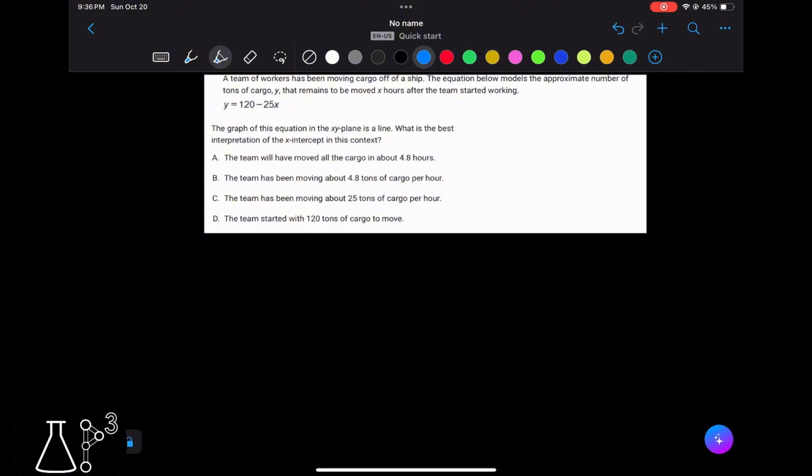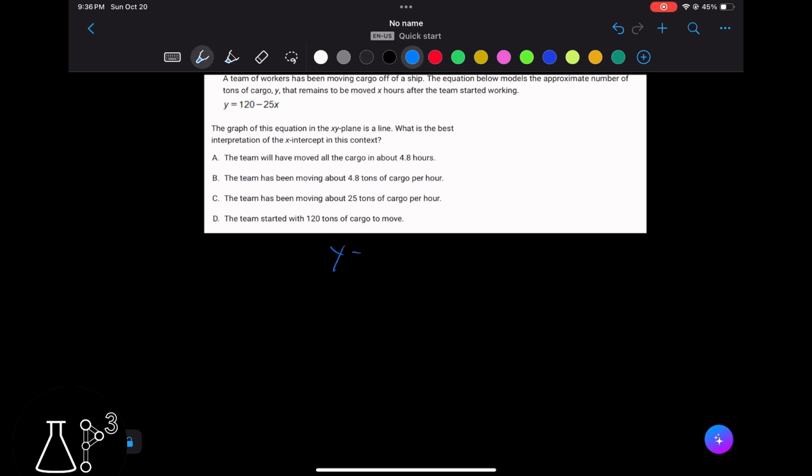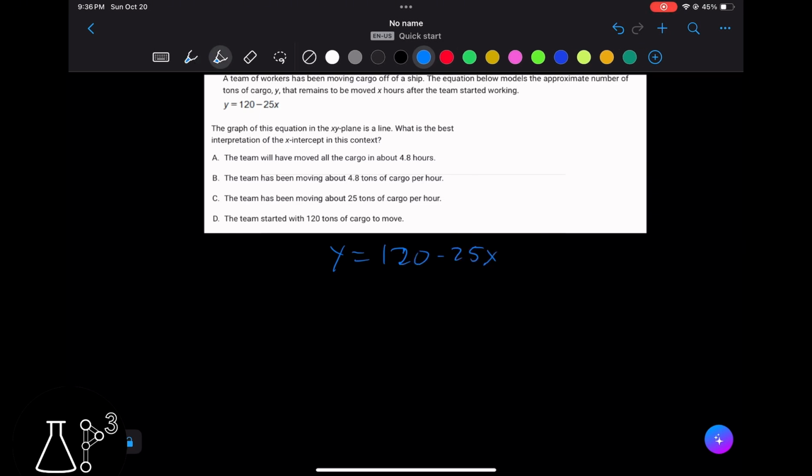So what are they asking for? What is the equation? Well, we're given the equation. Let me rewrite that: y equals 120 minus 25x. But what does this equation represent?